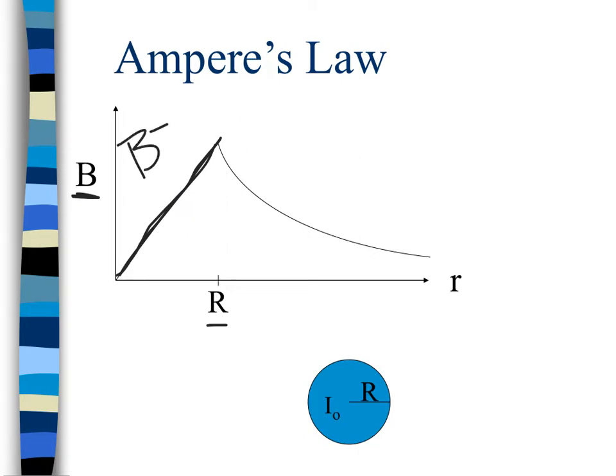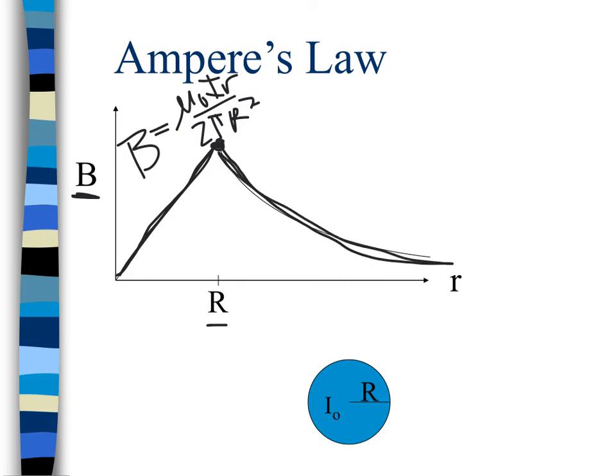Because inside my current carrying wire, my magnetic field is equal to mu naught I times r all over 2 pi times the radius squared. Once I get outside of that wire, we go back to our formula that we derived earlier. The magnetic field outside of a current carrying wire is mu naught I over 2 pi r.